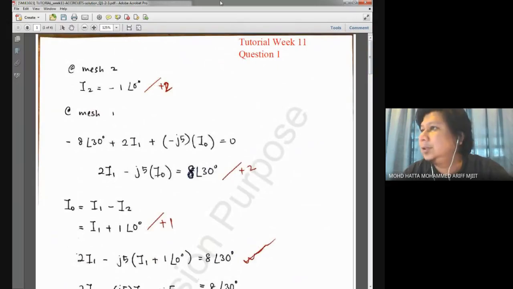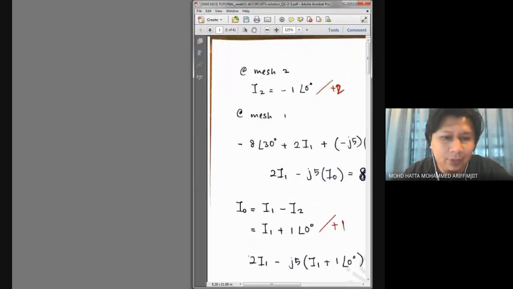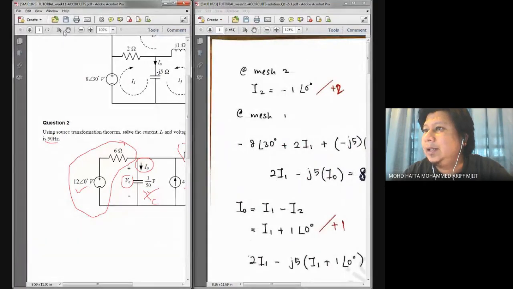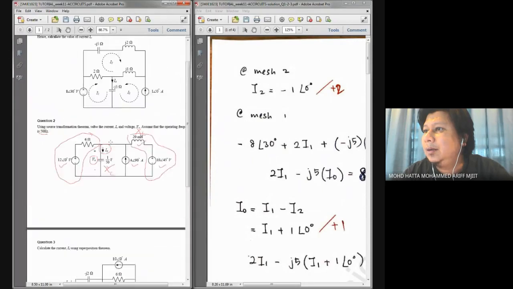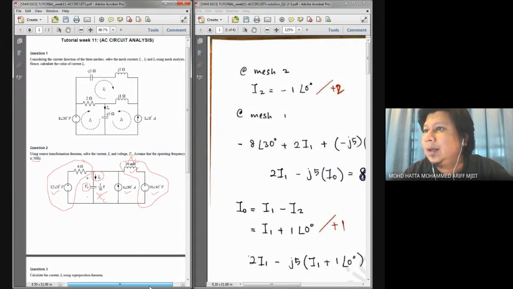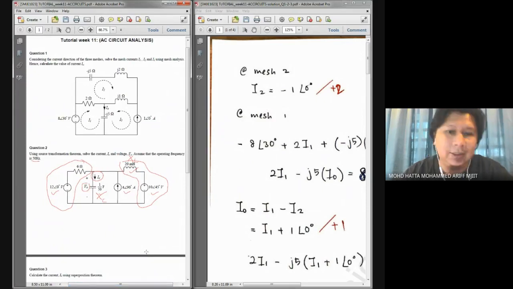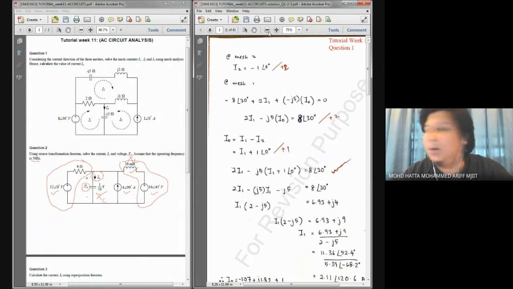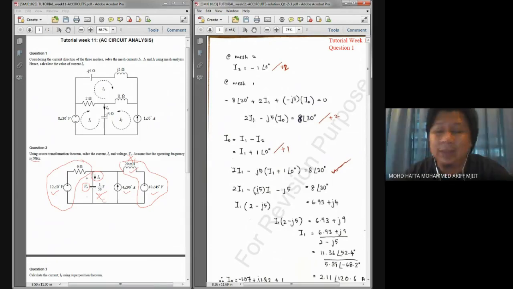Question number 1 is quite interesting because this is the continuation from what we had last week. Last week, remember that we only discussed node analysis. We didn't spend time to have a look at the problem involving mesh analysis. But basically, it is similar to what you've seen for mesh analysis. But in this case, we have AC sources, and we also have calculation involving complex numbers.